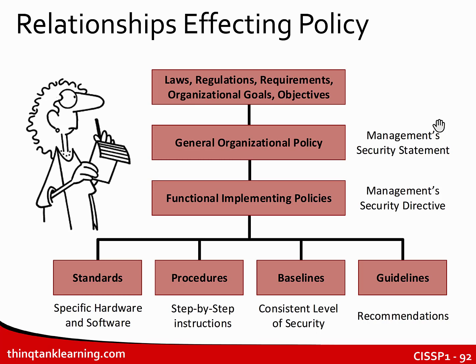That's a requirement to become a Cisco partner. So that drives our general organizational policy. Certainly your goals as an organization, your objectives as an organization would also influence what your general organizational policy might be. So the organizational policy is kind of a high level statement of how we're going to operate, whereas the functional implementing policies are the how. How do we achieve this general organizational policy? And that includes these elements, right? Standards, procedures, baselines, and guidelines.